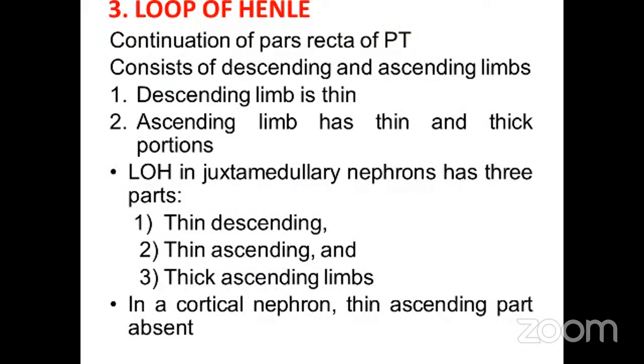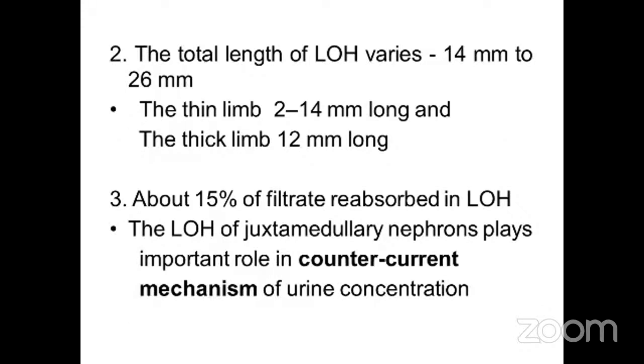Loop of Henle: in the cortical part, only the descending limb. In the juxtamedullary part, there are three parts: thin descending, thin ascending, and thick ascending limb. Total length is 26 to 40 millimeters. The thin limb is 2 to 14 millimeters long. The thick limb is 12 millimeters long. 15% of the filtrate is reabsorbed in the loop of Henle. The loop of Henle of juxtamedullary nephrons plays an important role in the countercurrent mechanism of urine concentration.